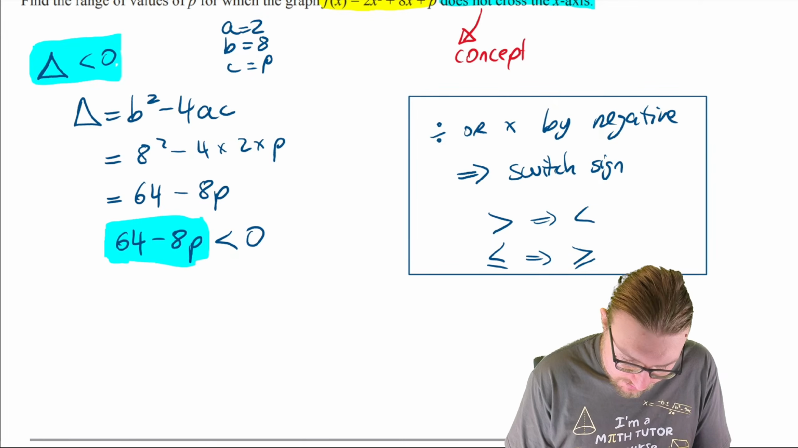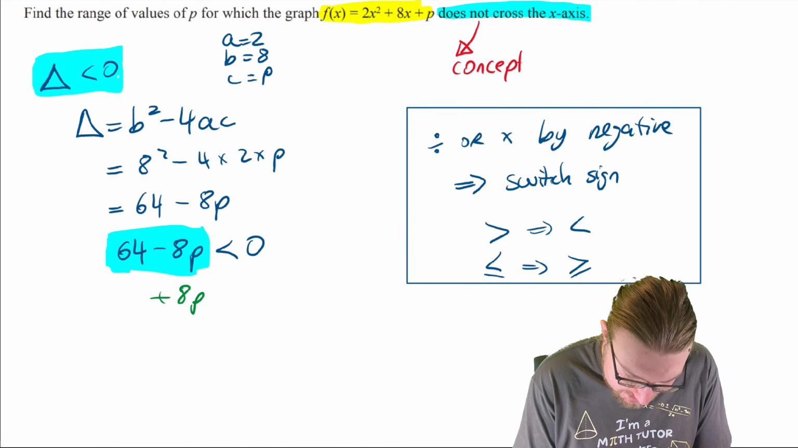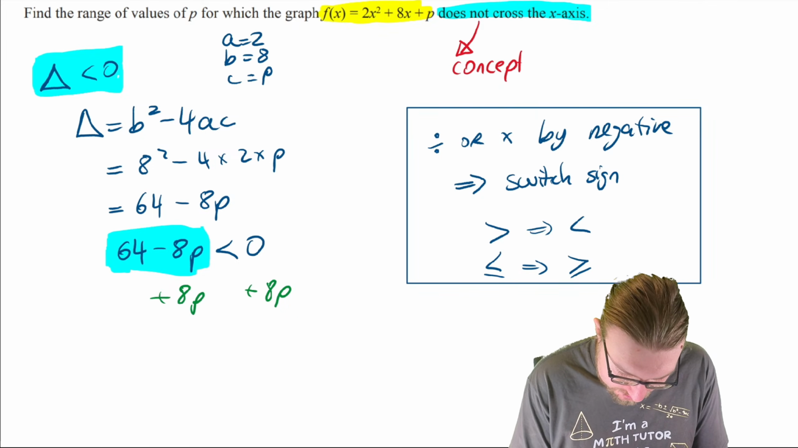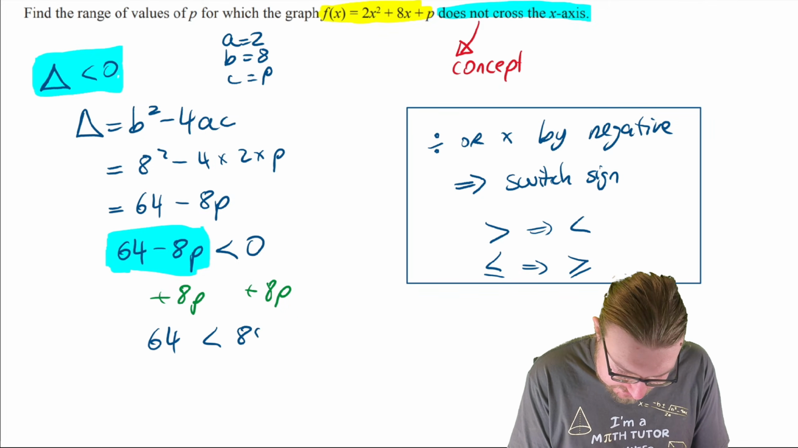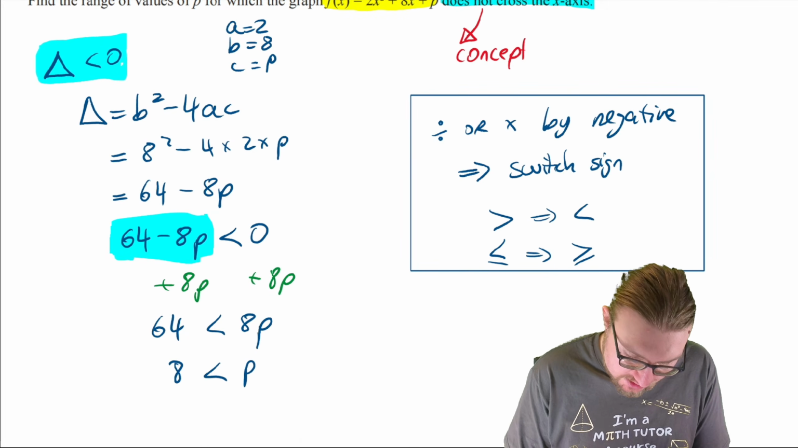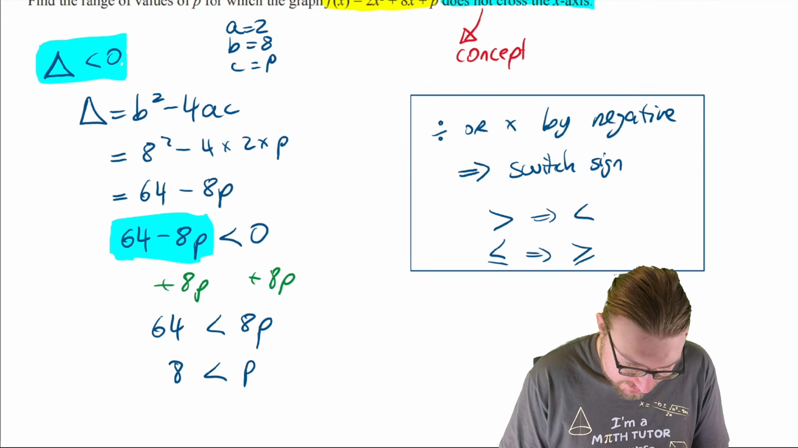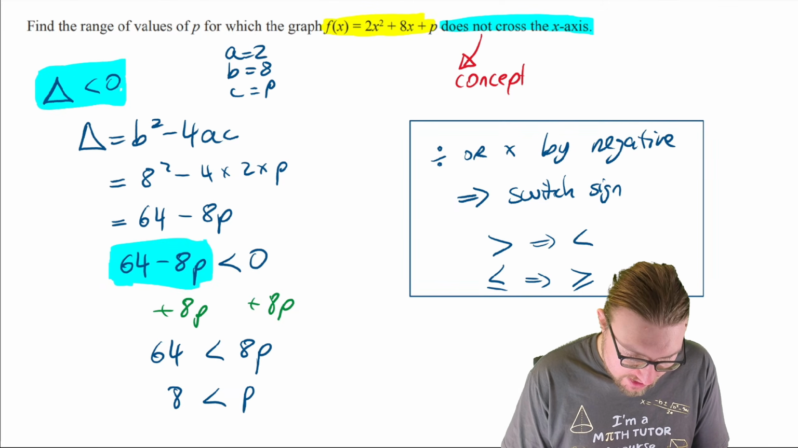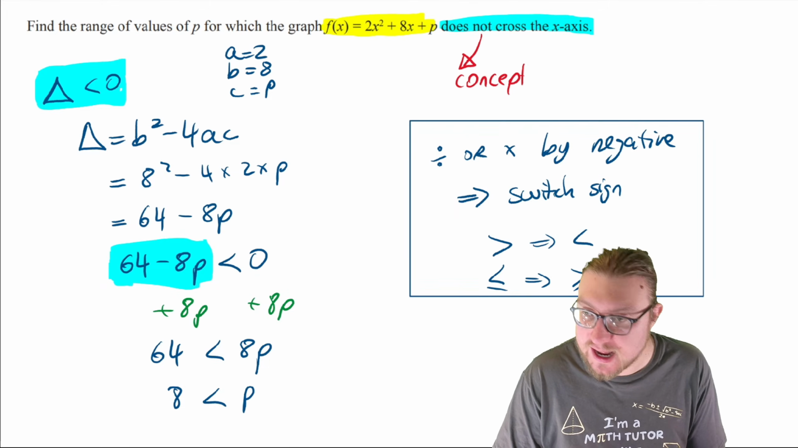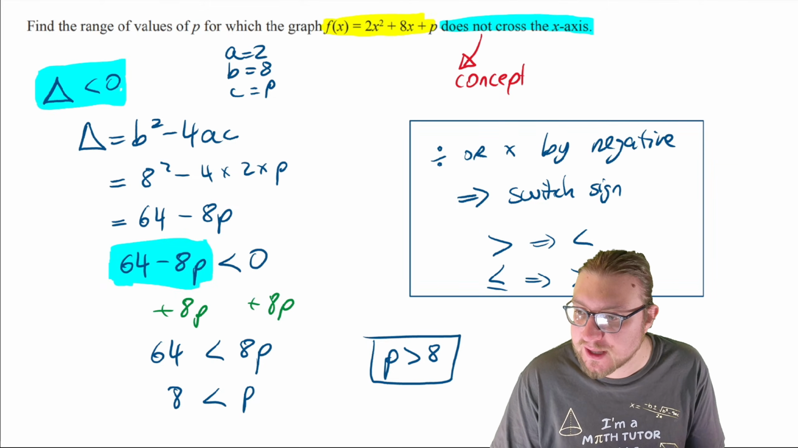So let's have a look here. What are we going to do? We're going to do plus 8p on both sides. We want to isolate p. We said that if we have only p, no quadratic, then the steps are isolating it on one side and then dividing by what we have, which is 8. So we're going to get p is less than 8. P is greater than 8. And this is the answer of the question. Find the range of values of p. So p is greater than 8. You can also write it as 8 is less than p. It doesn't matter which way around.